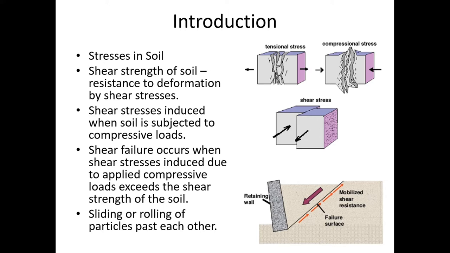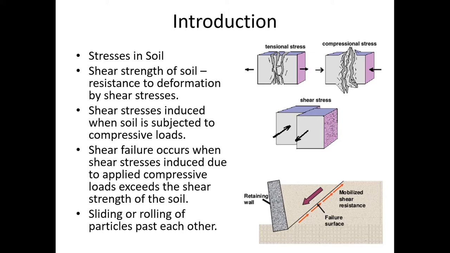Then in that condition, what happens? That soil slides over each other. As you can see, indicated by the purple arrow, the soil slides down and displaces the retaining wall. So along that surface, along that failure surface, what happens? Shear failure occurs, right? So different stresses in soil.